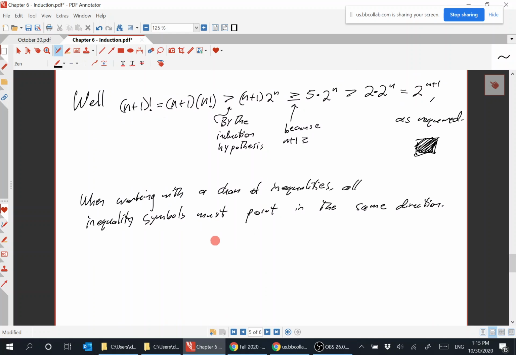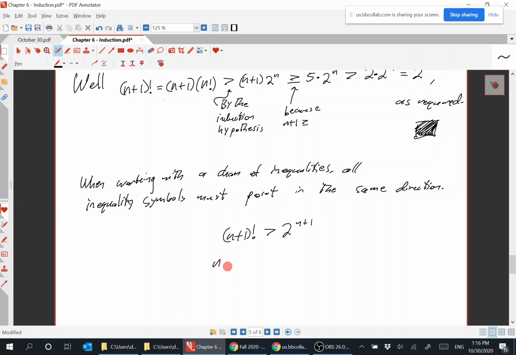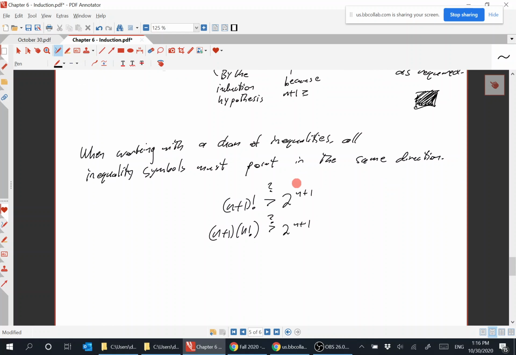Right, I mean, if I was to do something like this, n plus 1 factorial bigger than 2 to the n plus 1, here's an attempt at stacking things. And we're sort of questioning, is that true? Is that true? So by induction hypothesis, what's that mean? What did I just do there?